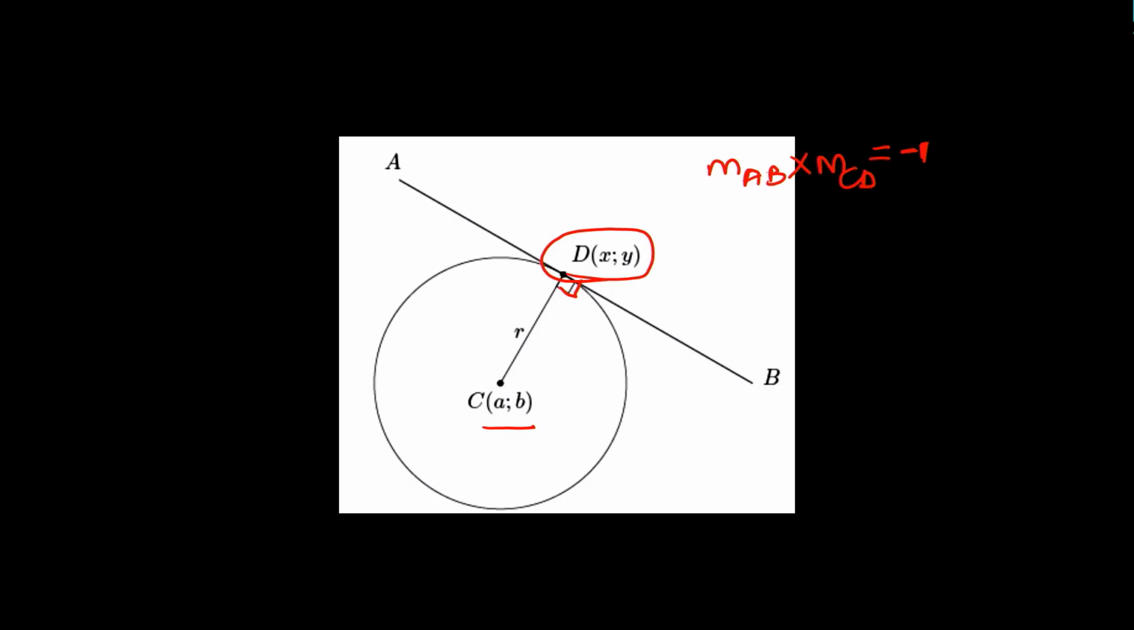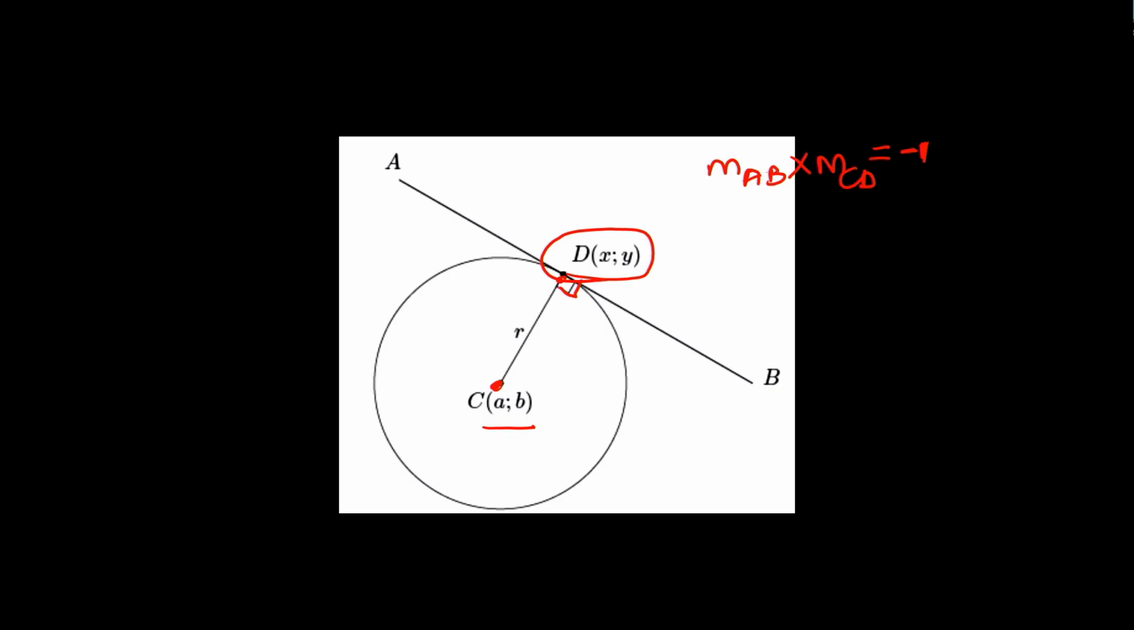Okay, so often you'll be asked to find the gradient of AB or the equation of AB, and you'll be given the center point C and the point of contact D. So you will be able to use the coordinates of C and D to work out the gradient of line CD, then the gradient of AB, and then use the coordinates of D to find the equation of the tangent AB. We will look at an example that explains that in a little bit more detail.